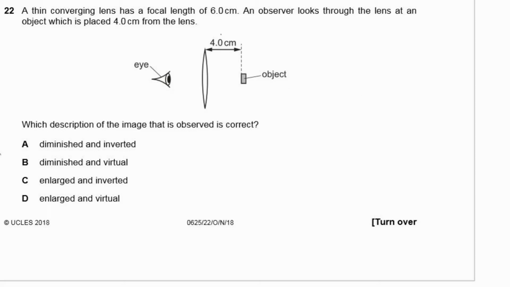So it's got a focal length of 6 centimeters and it's placed 4 centimeters. Okay, so the focal point would actually be behind it here. And at that point, it's going to create a virtual image, and it will be larger, just like using a magnifying glass. Alright, so here we go. It's going to be option D, enlarged and virtual.